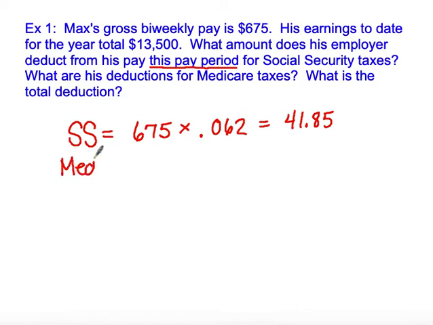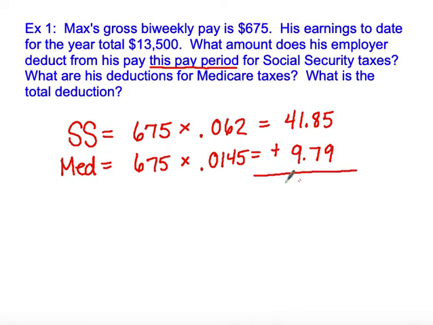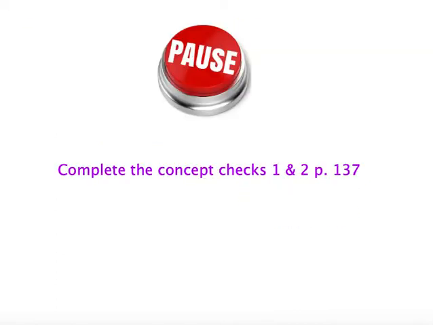And the Medicare cost for that, again, is $675 for his biweekly pay, and we're going to multiply that by that 1.45% rate, which is 0.0145 in decimal form, to get a total of $9.79 that's sent to Medicare. Then we'll add those together, and his total Social Security taxes that are taken out of his biweekly pay is $51.64.